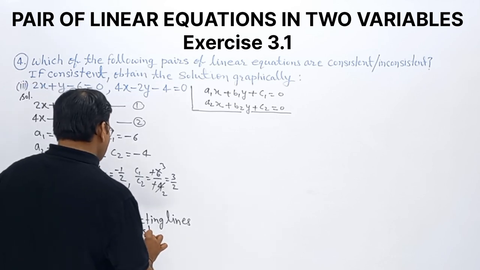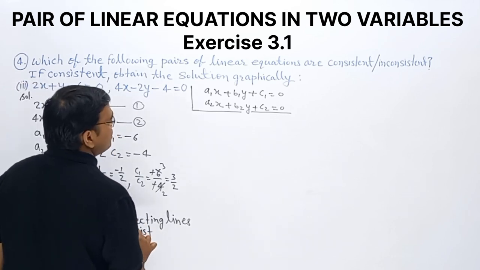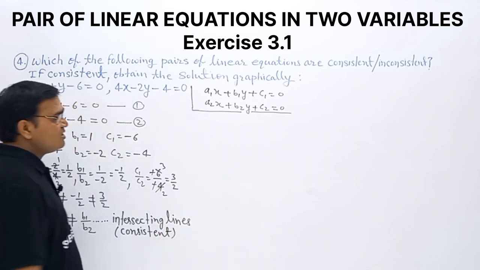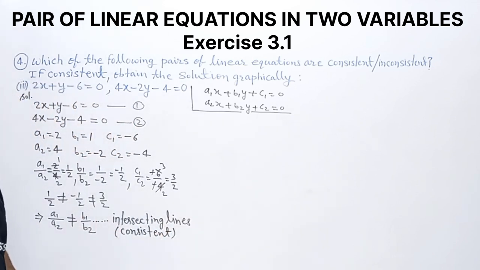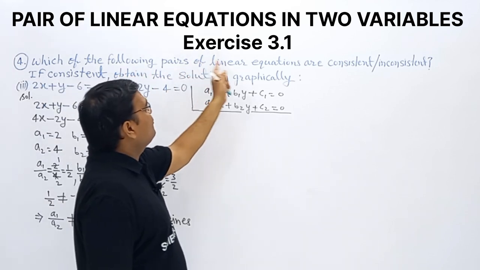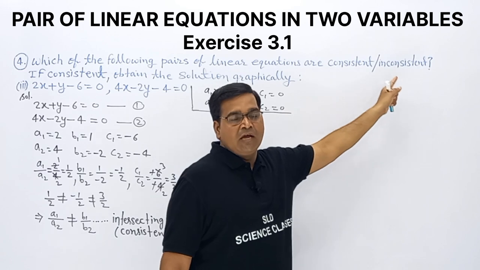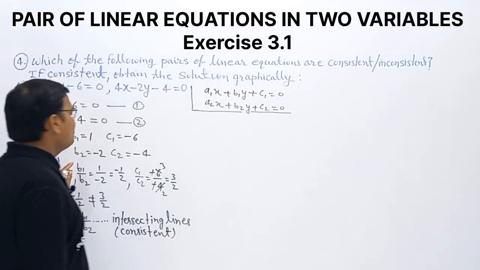So we will find the solution. We can find the solution graphically. Clear? We obtained a consistent system. Observe again what we are doing. First we want to check whether the given pair of linear equations is consistent or inconsistent. How will we check? We have a standard process.